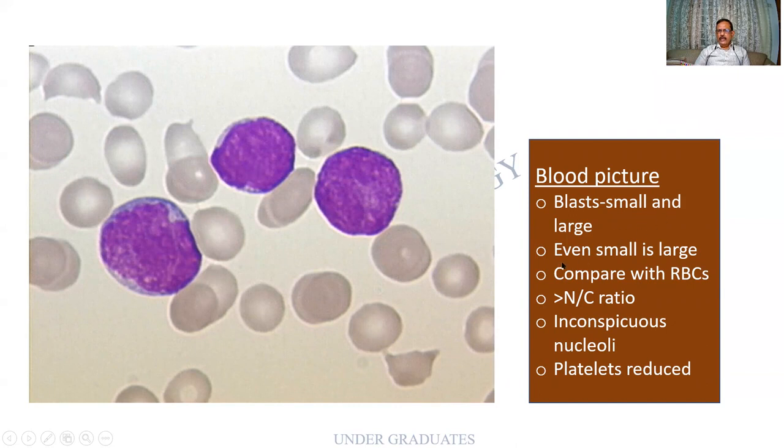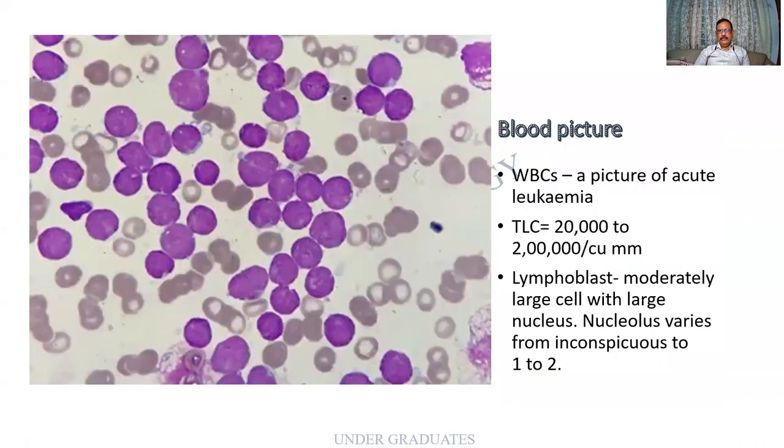The blasts are small and large, even the smallest large compared with the RBC. There is an increase in the nuclear cytoplasmic ratio. Nucleoli, it varies from inconspicuous to 1 or 2. Platelets are definitely reduced. So this is another picture of a lymphoblastic leukemia.